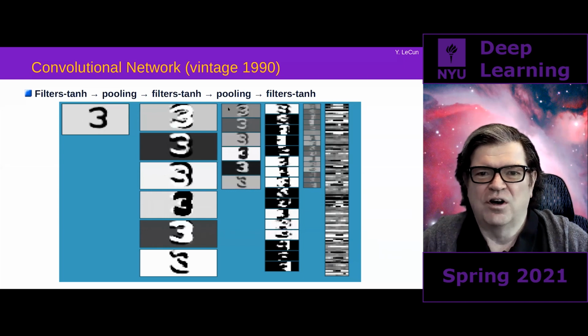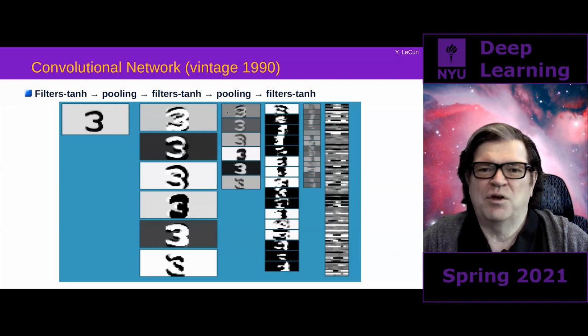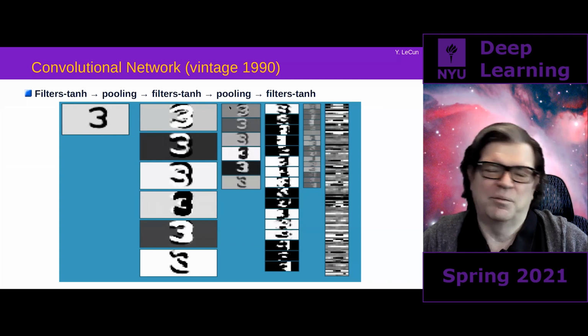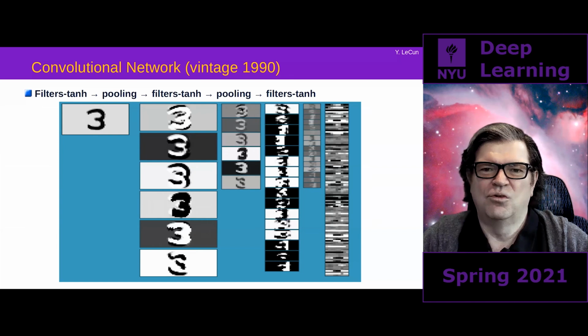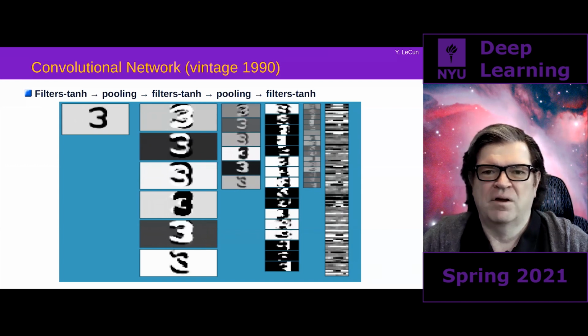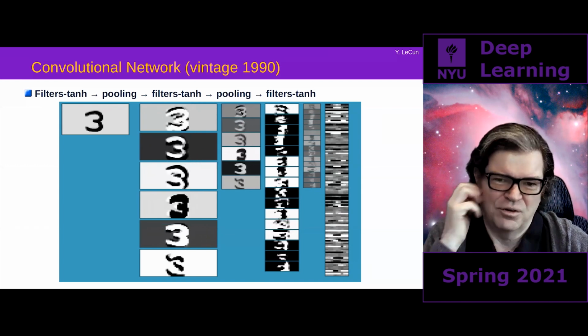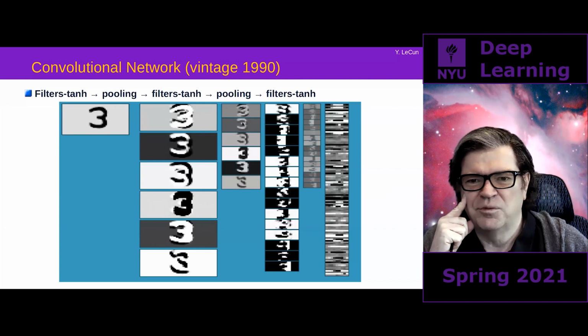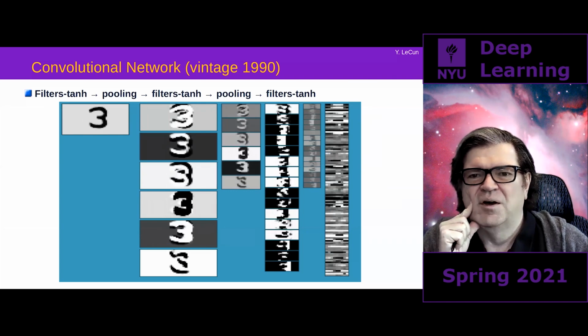Those are using average pooling and then passing the result through a sigmoid, or a hyperbolic tangent, with a bias. So those can be thought of as low resolution versions of the previous layer, with different intensities because of the sigmoid and the bias. And then we repeat the process.